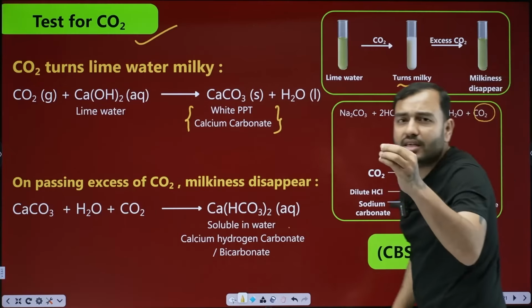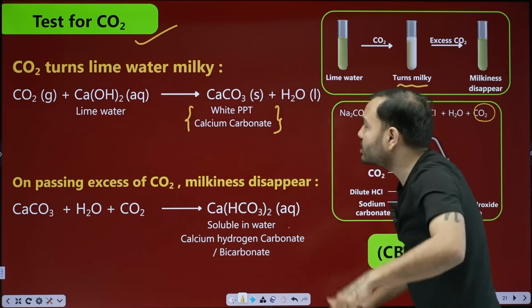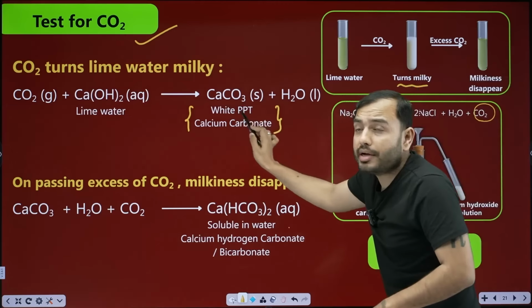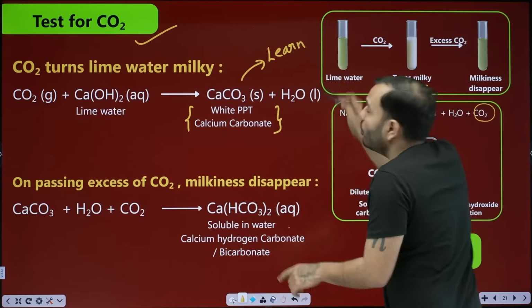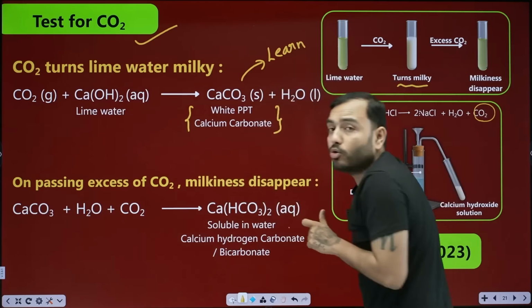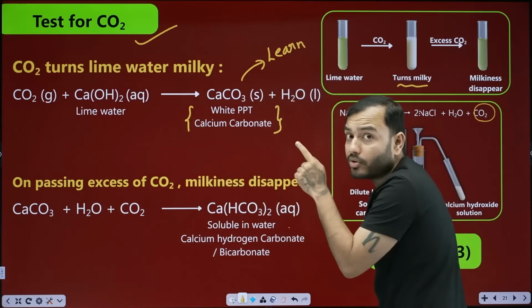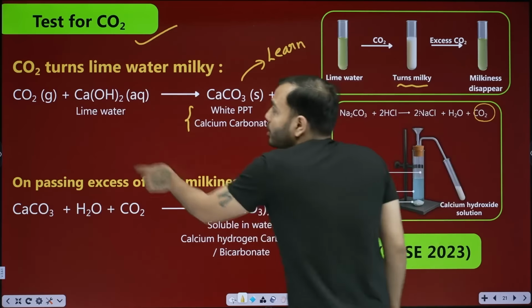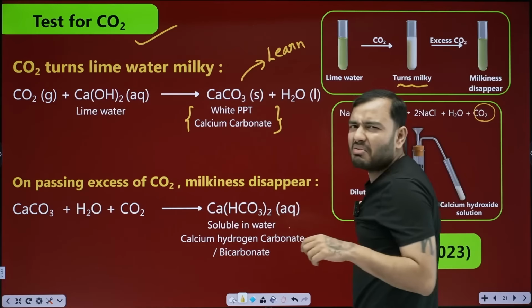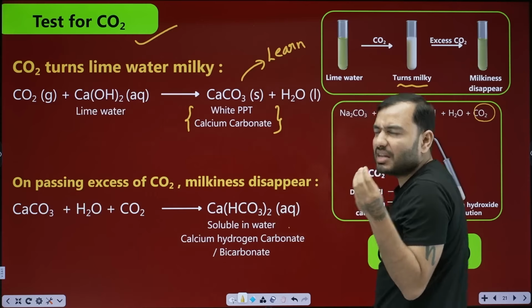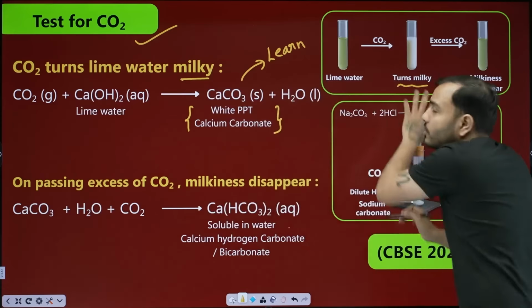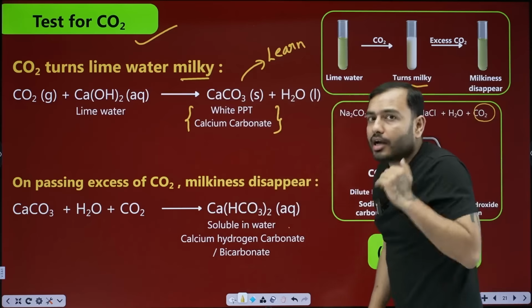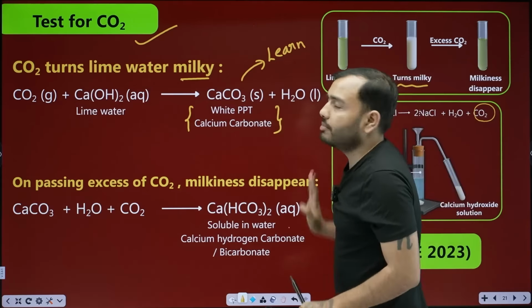So when we pass carbon dioxide through lime water, a precipitate is formed. So how does it look? Milky, because it's a precipitate of calcium carbonate. You must memorize this reaction: if carbon dioxide is passed through lime water, that means calcium hydroxide, this is the test for carbon dioxide. Remember this. What will be formed? Calcium carbonate. What kind? White precipitate, insoluble. It looks milky. This got formed along with water.